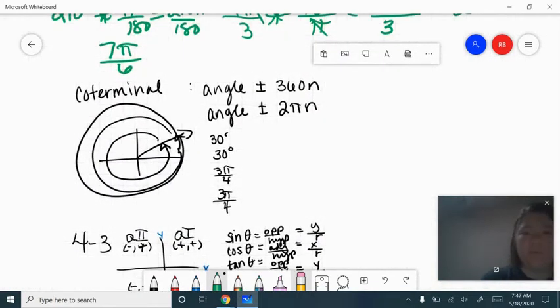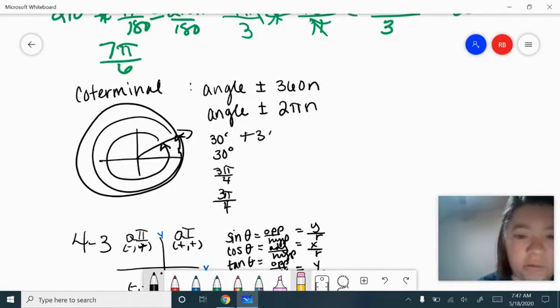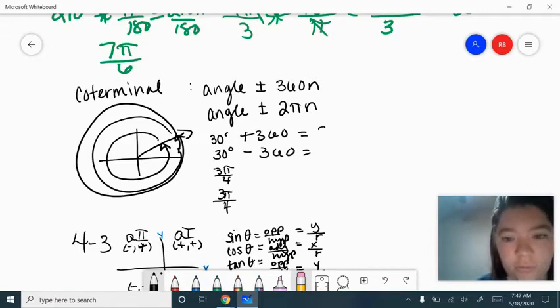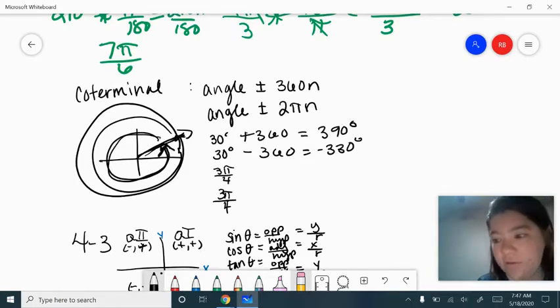Coterminal angles. You are adding and subtracting a full rotation or multiple rotations. So that's why I have plus or minus 360n and plus or minus 2 pi n. The n can be any number. So if we added 360 degrees to 30 or subtracted, we would get a coterminal angle, 390 or negative 330, because what we're talking about is this angle here, but if I go around one other time, it's the same angle, just a different number. Same if I go around multiple times.